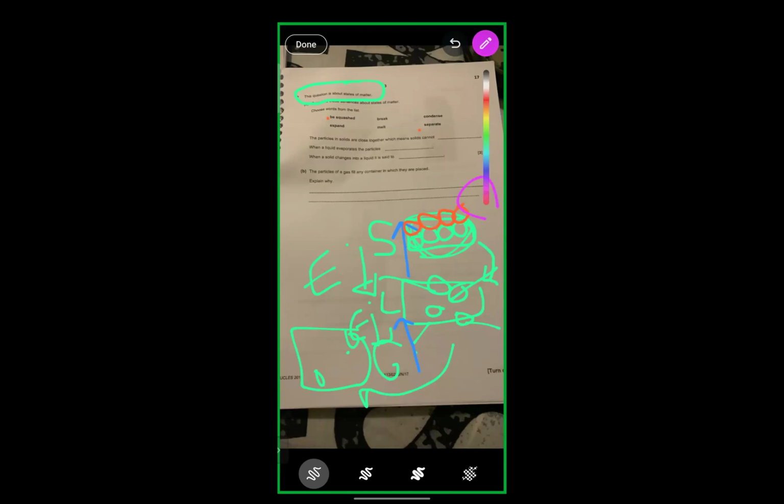So the particles of a gas fill any container in which they are placed. Why? Look at their kinetic energy. Because they have high kinetic energy. That's why they can move around and fill any space they are in. Because their kinetic energy is high, they juggle and vibrate faster. The speed of their movement is so high.